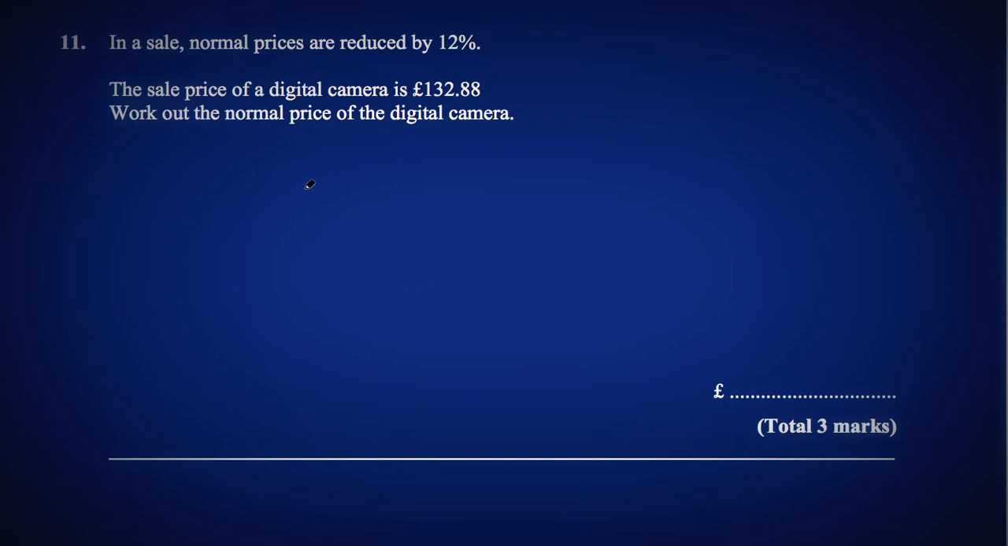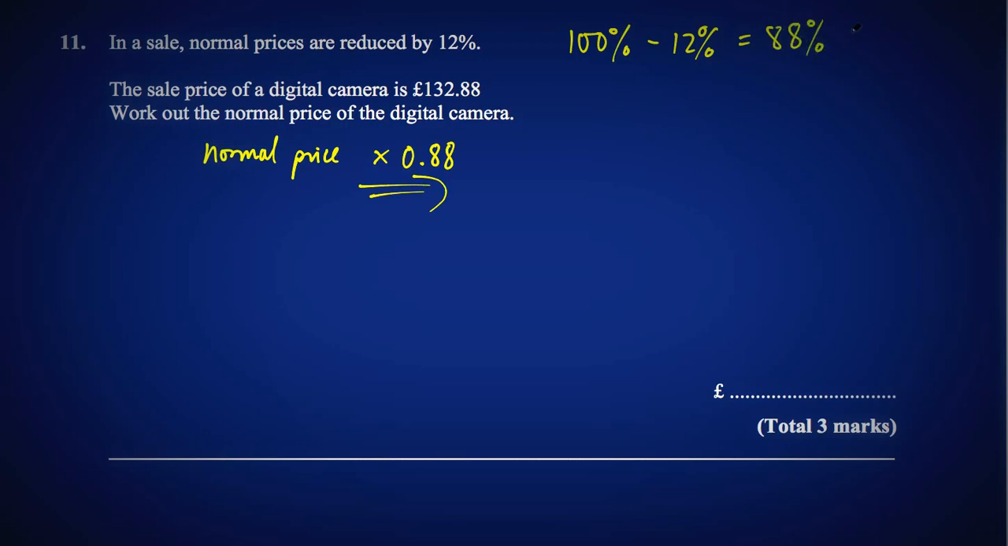Question 11. In a sale, normal prices are reduced by 12%. The sale price of a digital camera is £132.88. Work out the normal price of the digital camera. Well, if I'd known the normal price and I'd wanted to reduce it by 12%, I would have multiplied that by 0.88 to reduce by 12%. Just to check that, 100% minus 12% is 88%, which is 0.88. So I would have multiplied by 0.88 to get to the sale price.